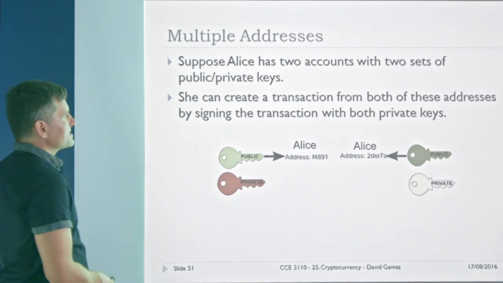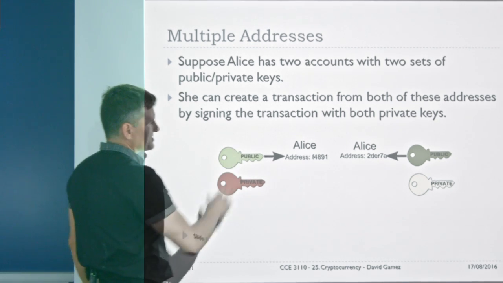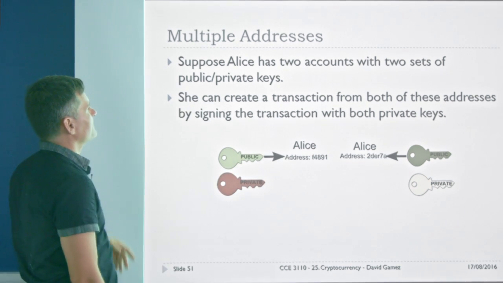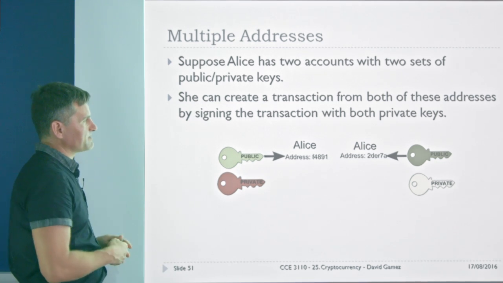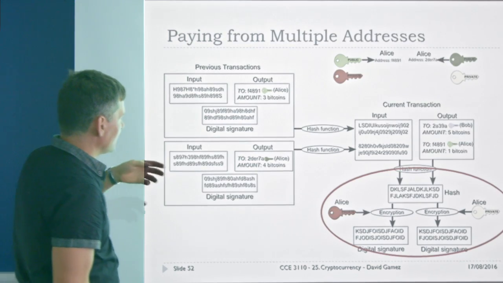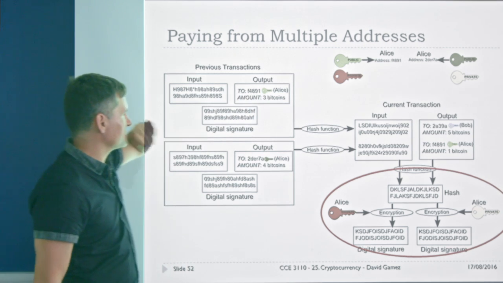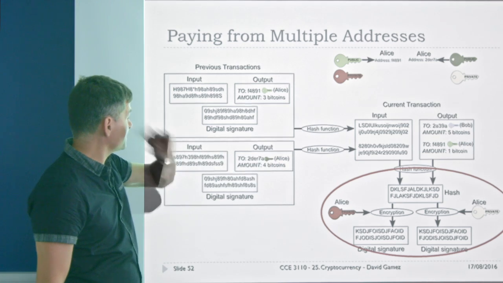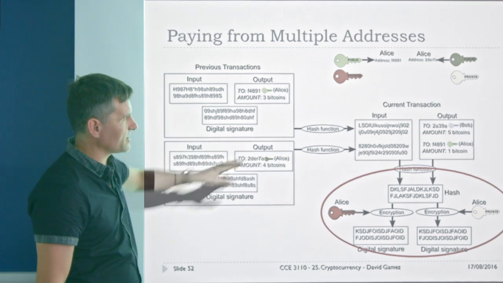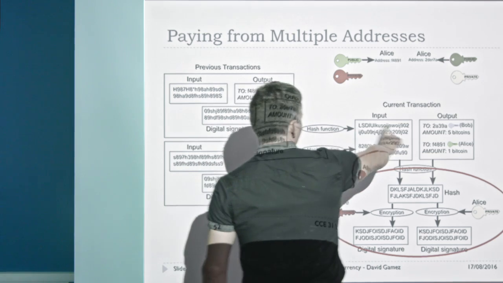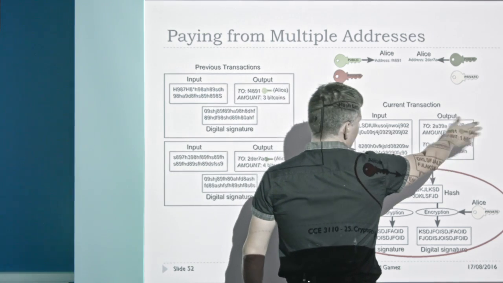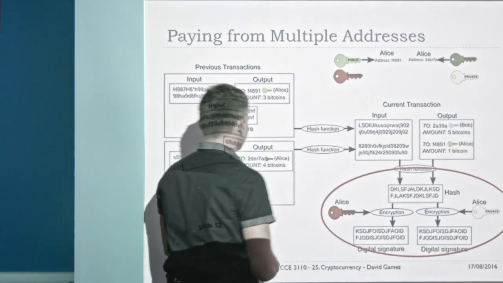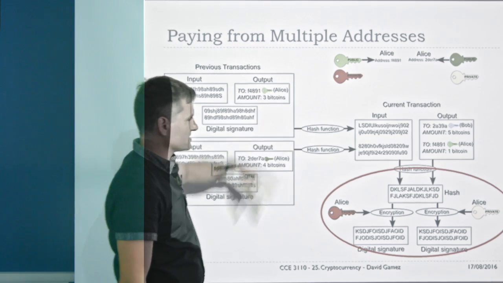It's possible to use multiple addresses. So Alice, being a bit of a dodgy girl, has 2 sets of public-private keys, so 2 accounts. She creates a transaction from both of these addresses by signing the transaction with both private keys. So in this case, you've got one transaction that transfers money to this address of Alice's, and another separate transaction that transfers money to a different address also owned by Alice. And what she does is use these 2 transactions as input, transfers money to Bob or Colin, whoever, and she signs it with both private keys. In this way she demonstrates that she owns these 2 sets of Bitcoins.